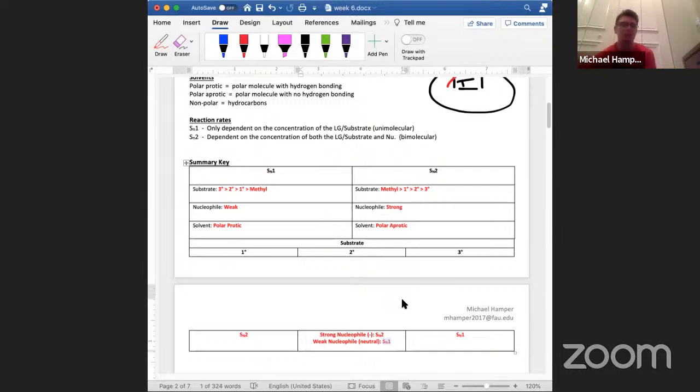And the last thing you probably need to consider is the solvent, in which I just went over how to determine the solvent.